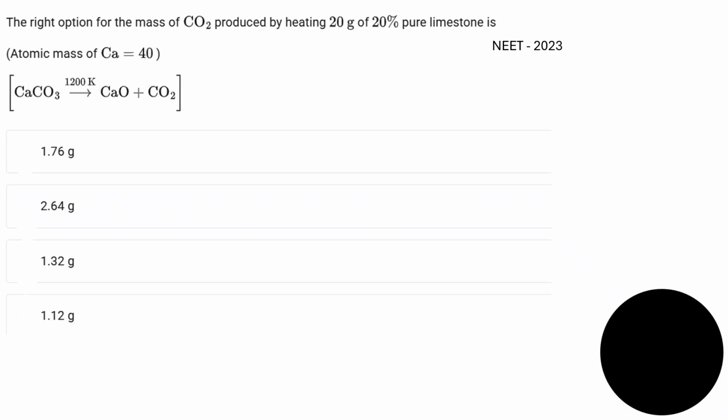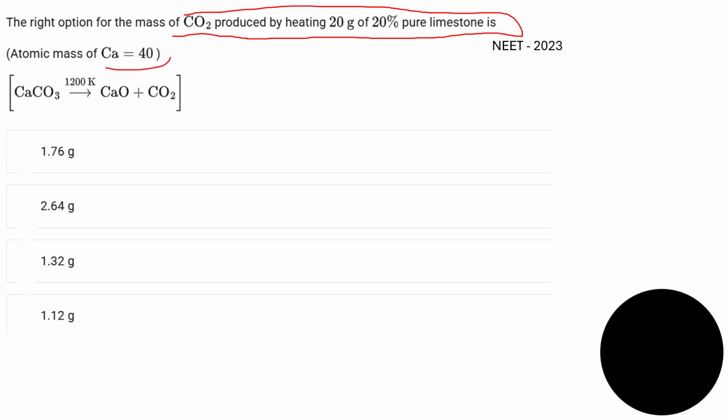The next question is, the right option for the mass of carbon dioxide produced by heating 20 gram of 20% pure limestone. This is one of the very interesting questions and it also contains many twists. What is that twist? They give CO2 emission produced by 20 gram of 20% pure limestone. Okay, first we need to find the overall weight of the calcium carbonate.